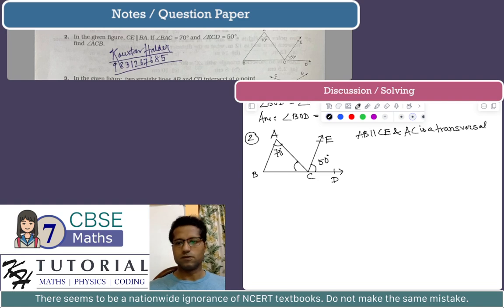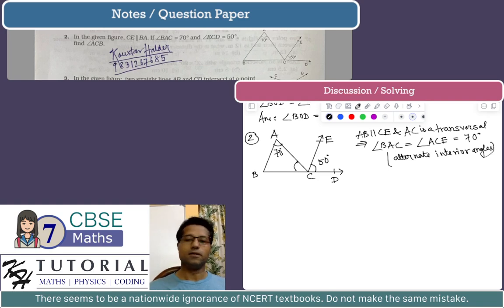AC is a transversal. So this implies the alternate interior angles will be equal. That is, angle BAC should be equal to angle ACE, and angle BAC is given to be 70 degree. Why? These are alternate interior angles. So we got angle ACE is equal to 70 degree.